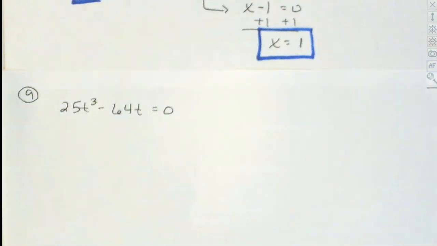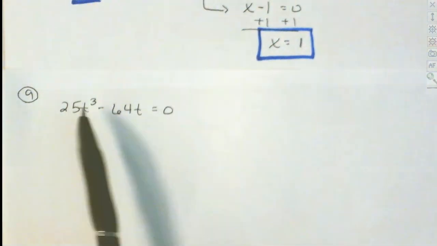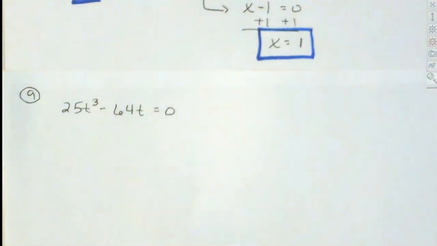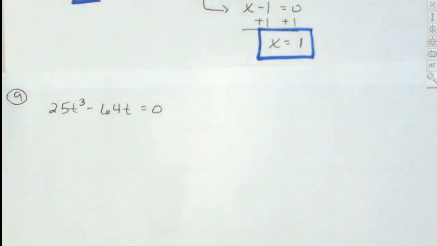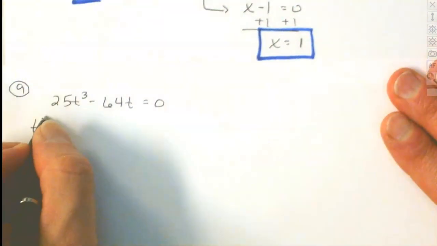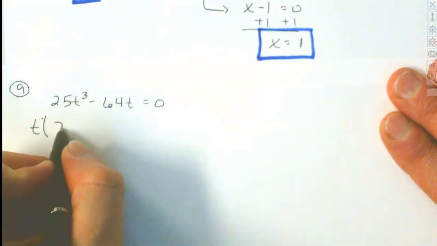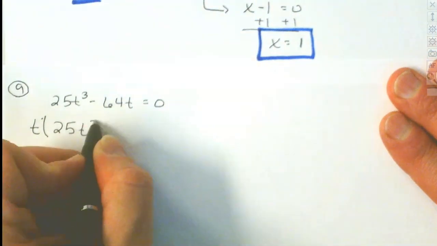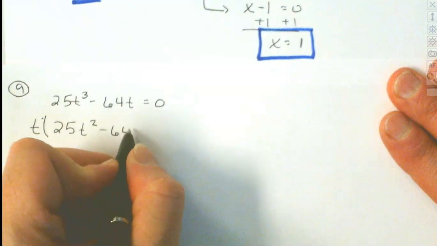Okay? So, we need to make sure we know how to approach a problem like this. The very first thing on any factoring is we look at all of them from a holistic standpoint. 25 and 64 have absolutely nothing in common, but they do have the same variable, and that variable is a t. So that t has to come out. So the t comes out, and now we have 25t squared minus 64.